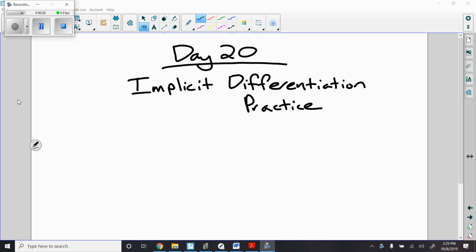Today I just want to do some practice with implicit differentiation, and we'll look at this tomorrow. So if you haven't watched day 19 yet, obviously watch that first. But here's just some more examples that I'll make up on the fly here. Okay, here's the first problem.